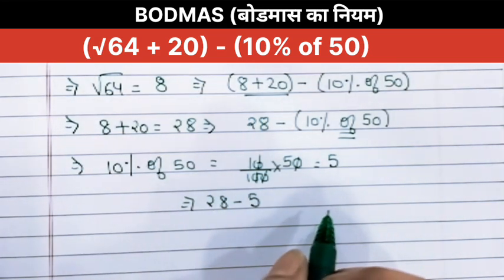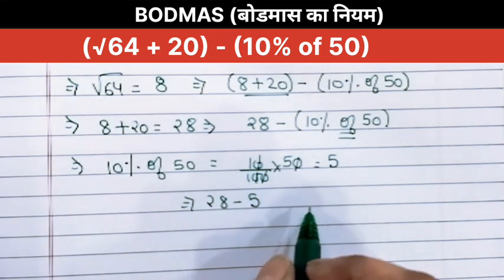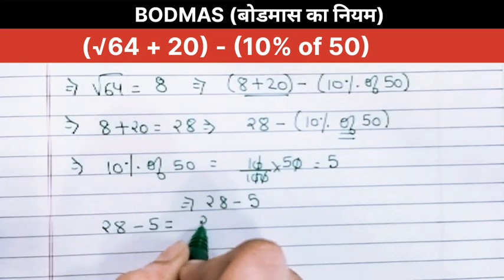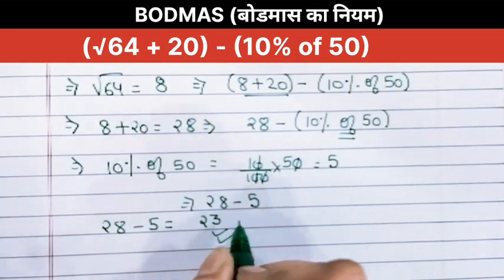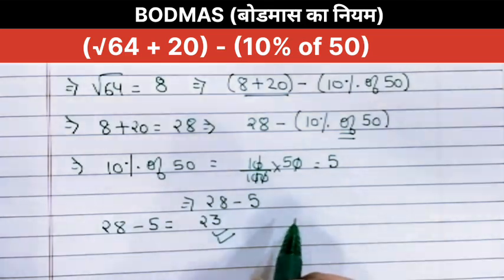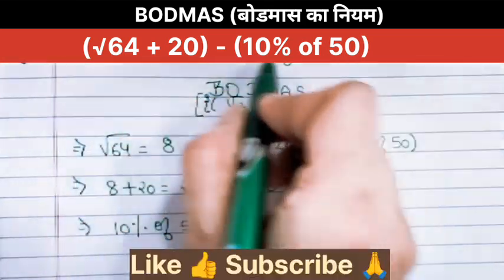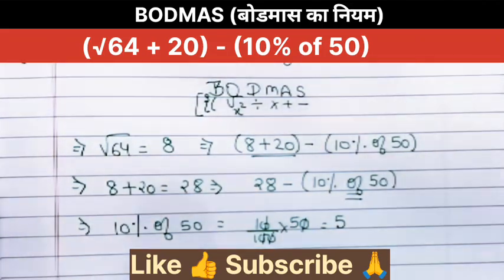Now move to the next and final step, subtraction. So subtract 28 minus 5. It gives you 23 as the final result. According to this step, this is the final remaining arithmetic operation. So now according to this expression, by using the BODMAS sequence, the final simplified value is 23. And I hope it is clear.